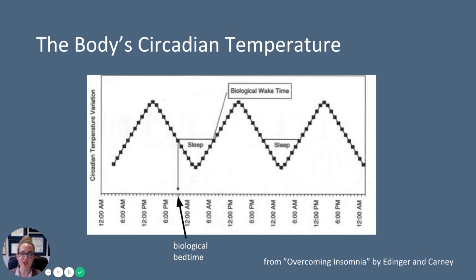And so if you've ever had jet lag, you feel like your body is just off, like things don't feel right. You don't feel like you should be awake, or you don't feel like you should be asleep. And that's because your body hasn't caught up to the new light yet. And your body is telling you, you're right, it's not time to be awake or to be asleep.